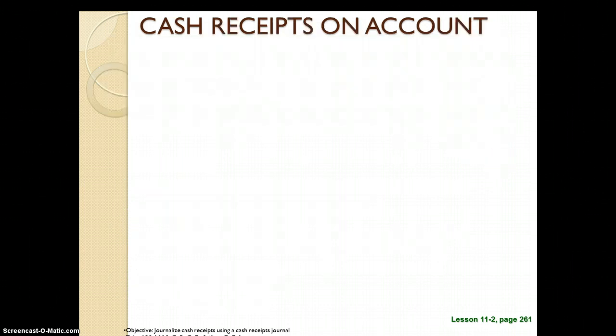So cash receipts on account is the next thing that we're going to discuss. And if you're wondering where we're at in the book, we're on page 261. So cash receipts on account. This means that we sold somebody some merchandise and they said, I'll pay you at a later date. So we sent them a sales invoice and they sent us back some money. So they owed us some money and they're paying it off.